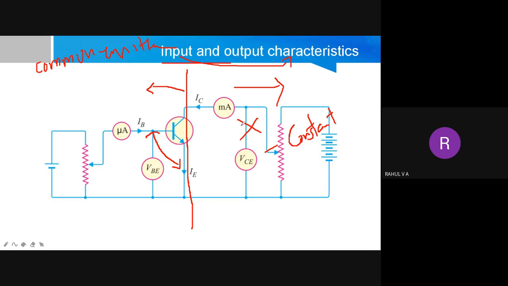Only you have to look into the base terminal and emitter terminal. What is happening at the base and emitter terminal? That alone needs attention. So we need to look only at this side.